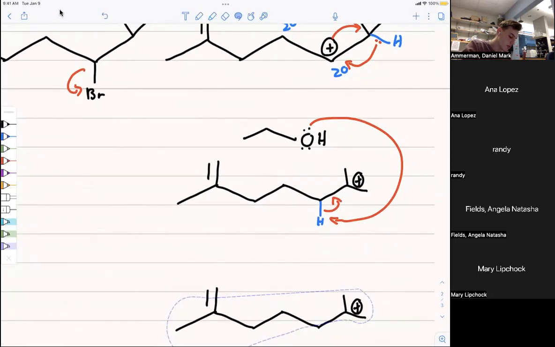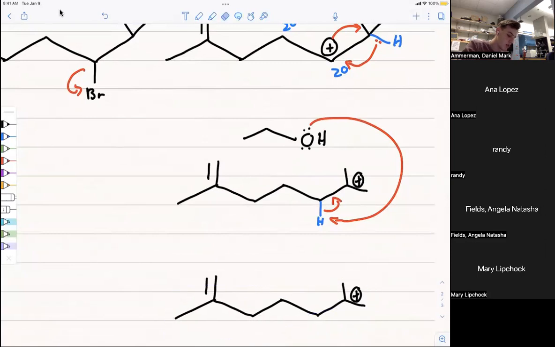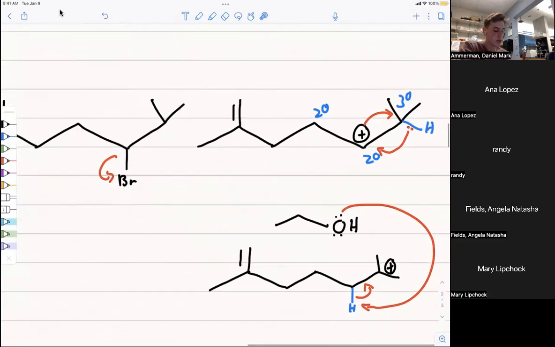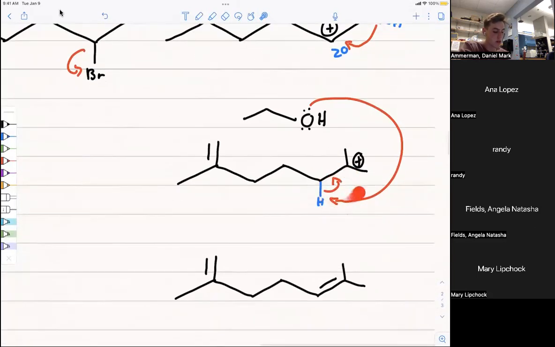But again, if you're doing this in the open-ended, you still want to indicate your hydride shift happened, because if I were to just eliminate here, I'd get the same product. I still want to make this major product of having a double bond here, following Zaytsev's rule. But it's important to indicate your hydride shift for 2 reasons.